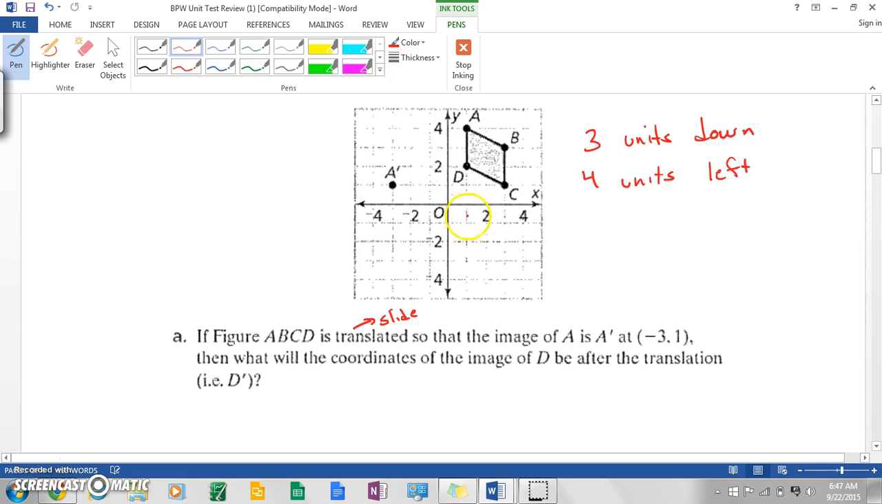D, 1, 2, 3, down, 1, 2, 3, 4 to the left. D prime. C, 1, 2, 3 units down, 1, 2, 3, 4 units to the left. B, 1, 2, 3 units down, 1, 2, 3, 4 units to the left. B prime. Here is my new image.